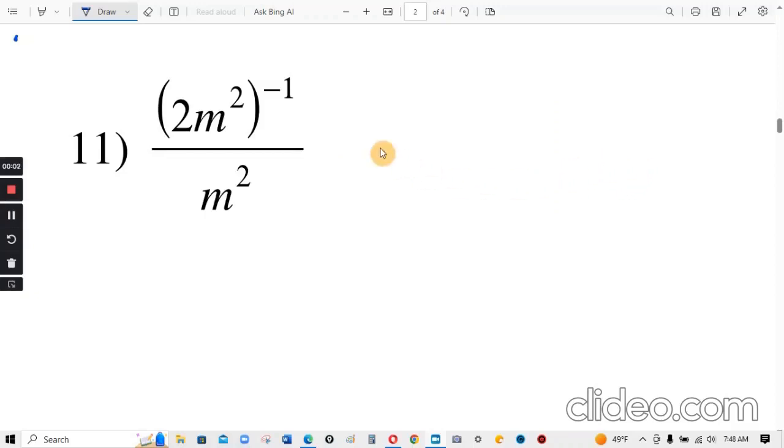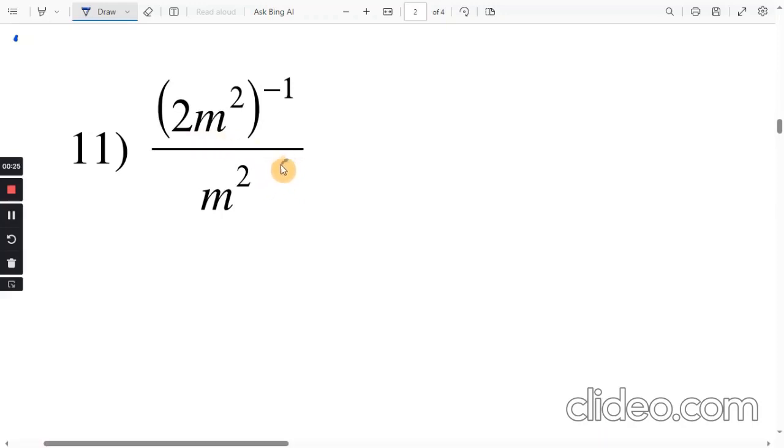All right, number 11. We have 2m squared to the negative 1. We can certainly distribute this negative 1 if we wanted to. But what I would like to do is, since this whole thing is raised to the power of negative 1, I'm going to take this whole thing and shift it to the denominator. So instead of 2m squared to the negative 1, I am going to make it 2m squared in parentheses to the positive 1. So I move this whole thing into the denominator. Basically the only thing left in the numerator is a 1.